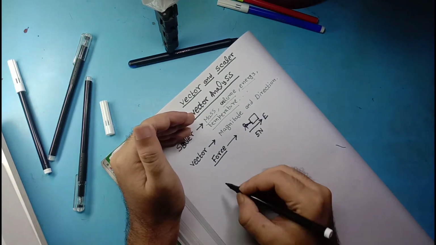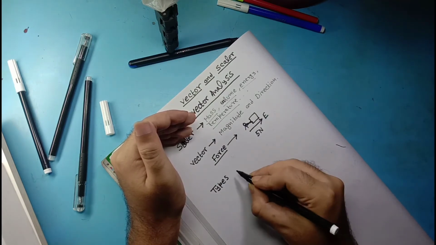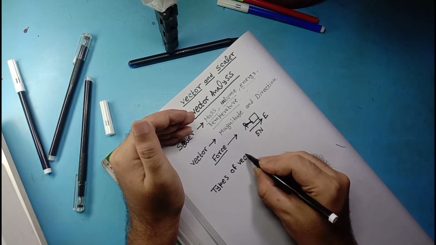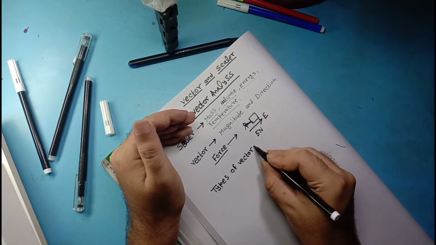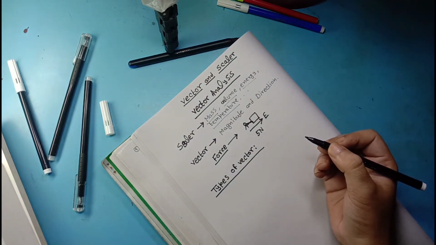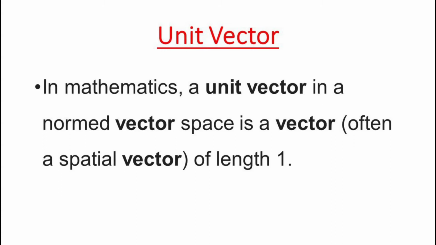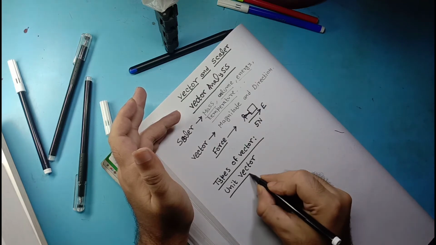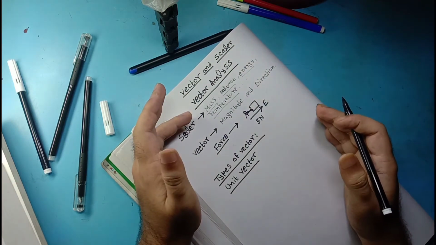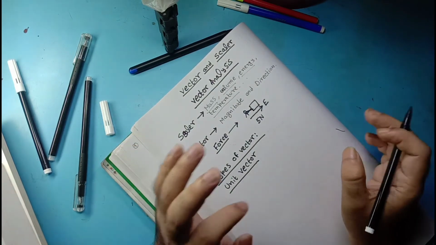Now we will talk about types of vector. There are a lot of types of vector we need to know before we jump into the core of vector analysis. First, we need to know the main vector component, which is the unit vector. So what is a unit vector? A unit vector is a vector which has unit value but also has a direction.